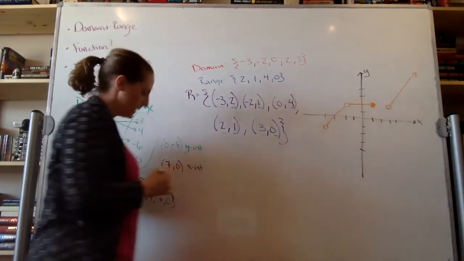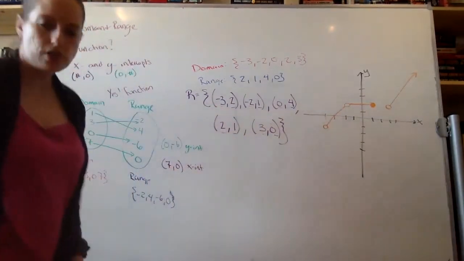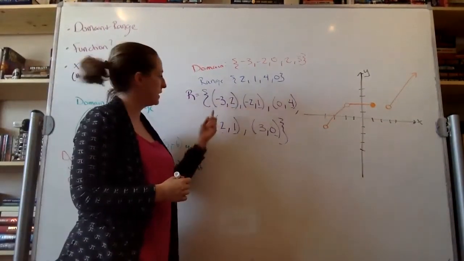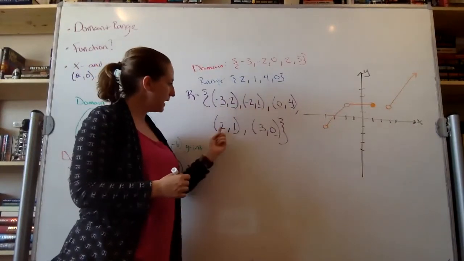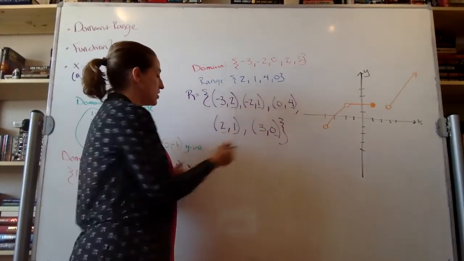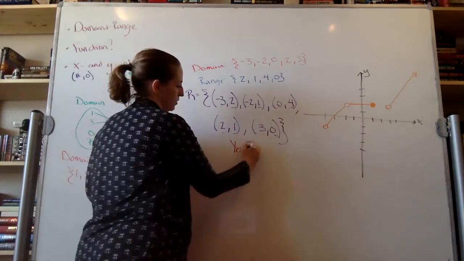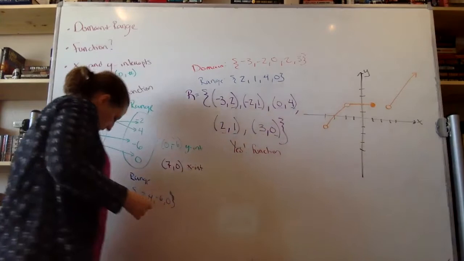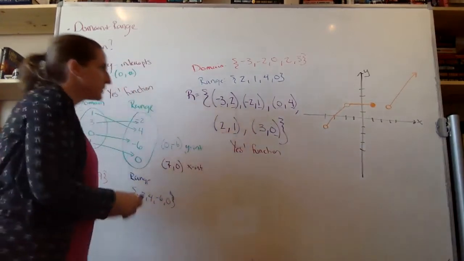Okay. Now, is this a function? In order to be a function, no domain element can do double duty. None of our domain elements are mapping to 2 range elements. So, yep, this guy's a function too. Okay. And last, for this, we're going to look for x and y intercepts.